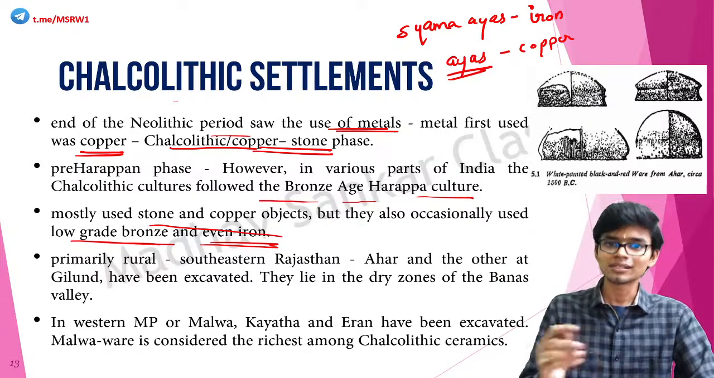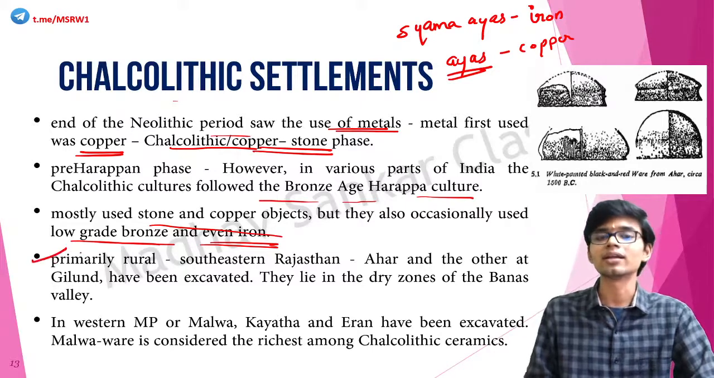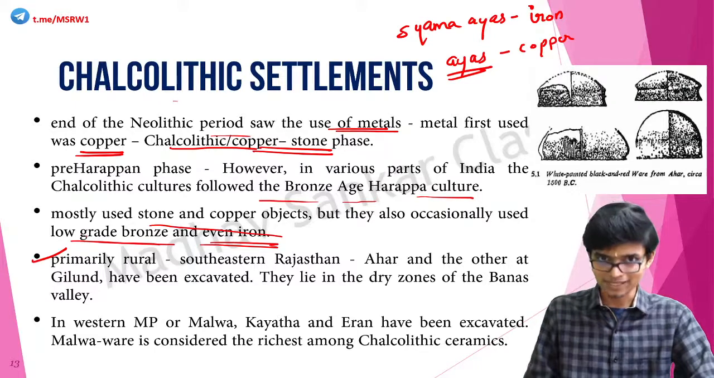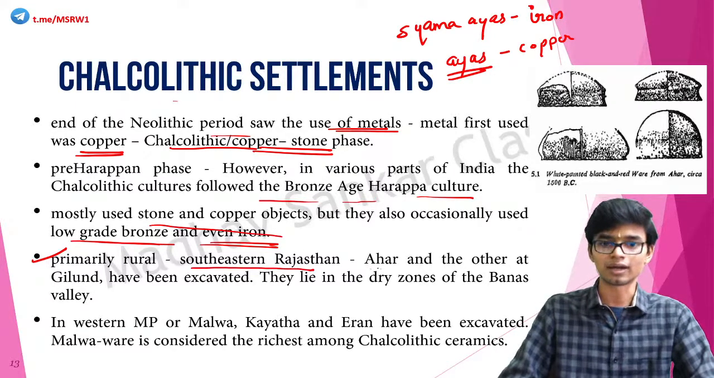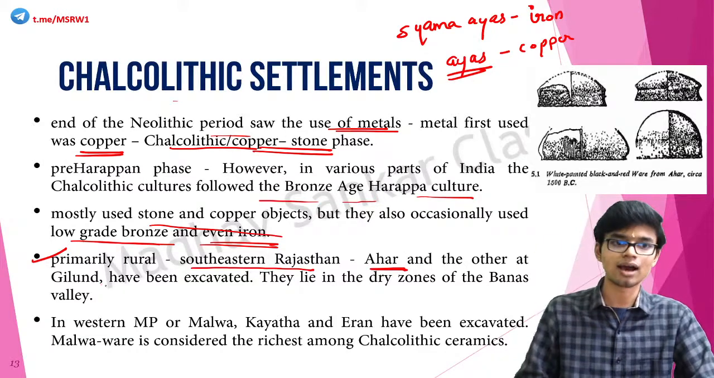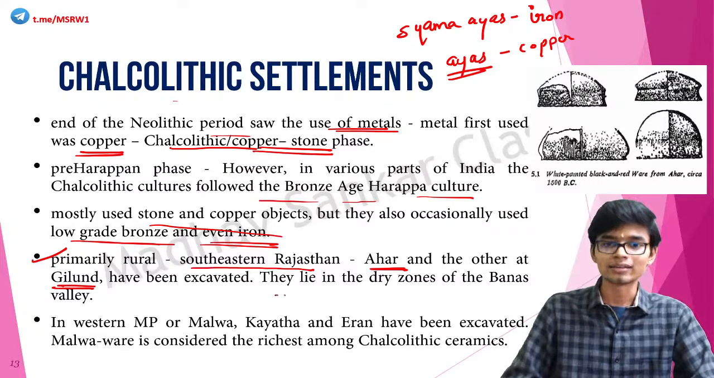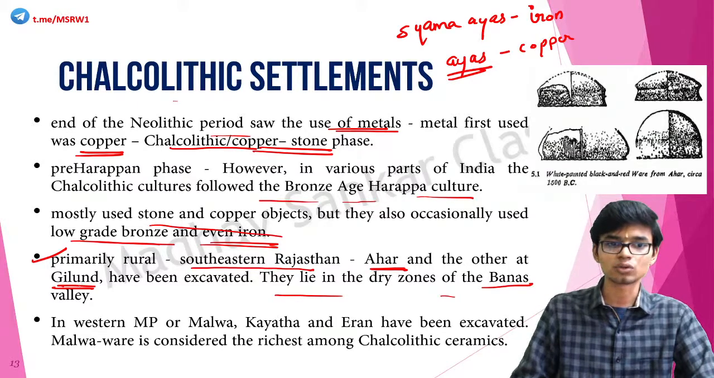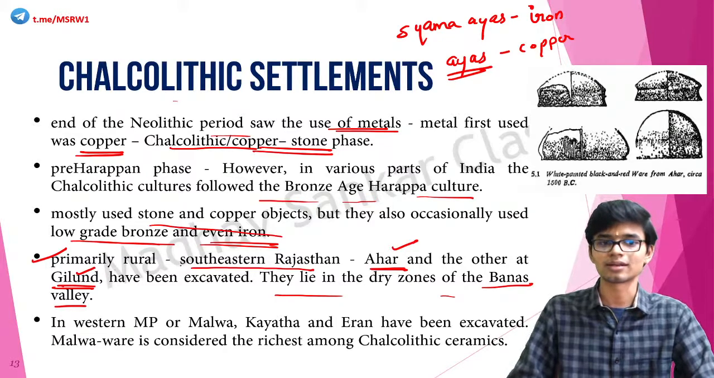Okay, so this Chalcolithic society was primarily a rural society. Some of the best examples are in southeastern Rajasthan, a place called Ahar, and another at Gilund. Both these sites have been excavated by historians, and they came across evidence of Chalcolithic settlements. They lie in the dry zones of the Banas Valley. So these are examples of Chalcolithic settlements, Ahar and Gilund, both in Rajasthan.